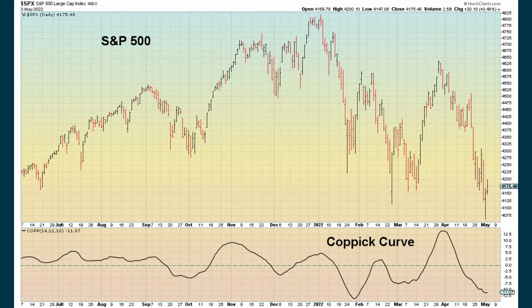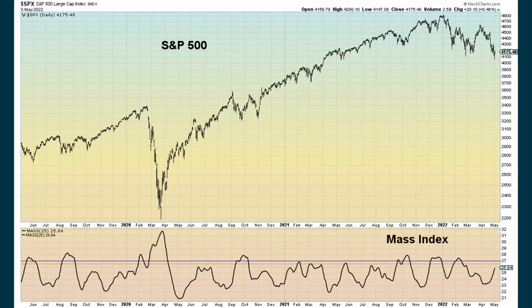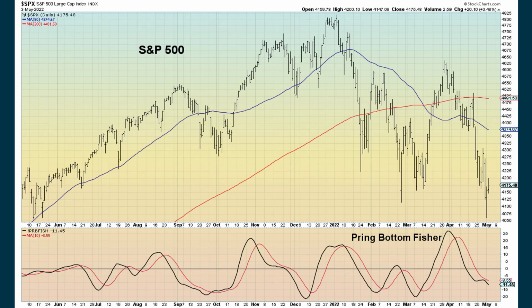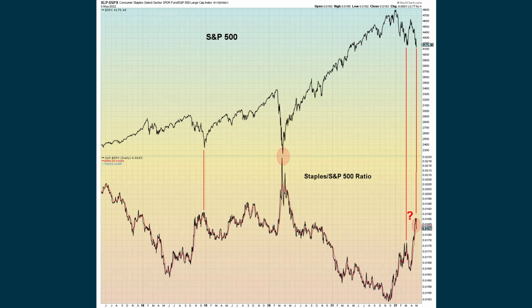Our different scenarios: the Coppock curve, no signal is generated yet. Mass index, no signal yet. Bottom Fisher, no signal yet.